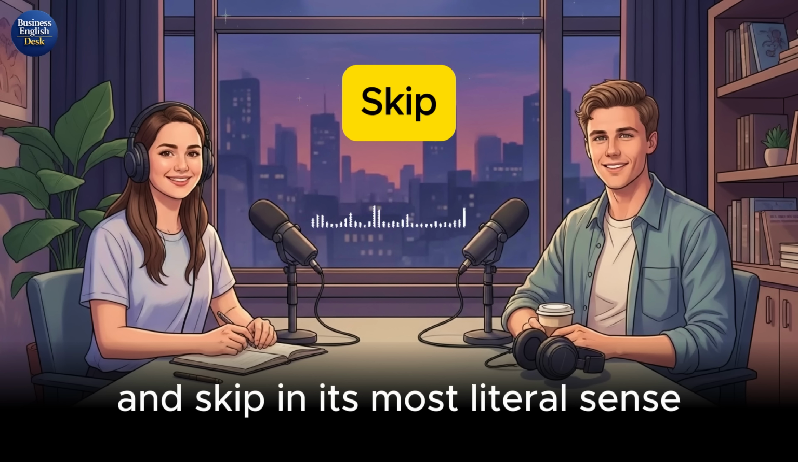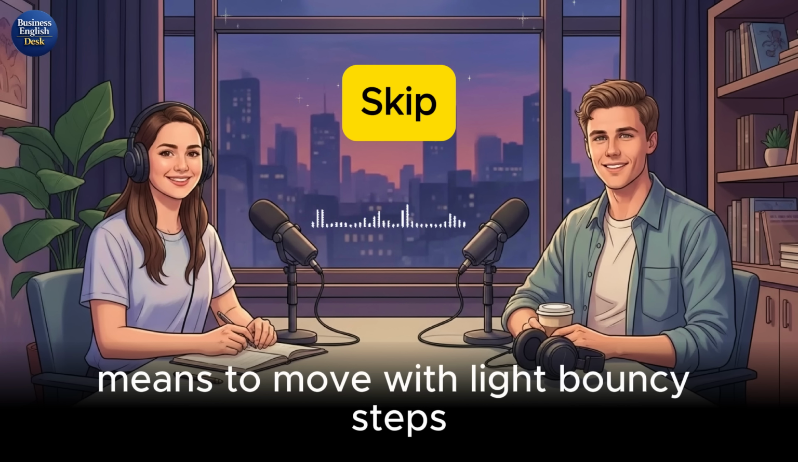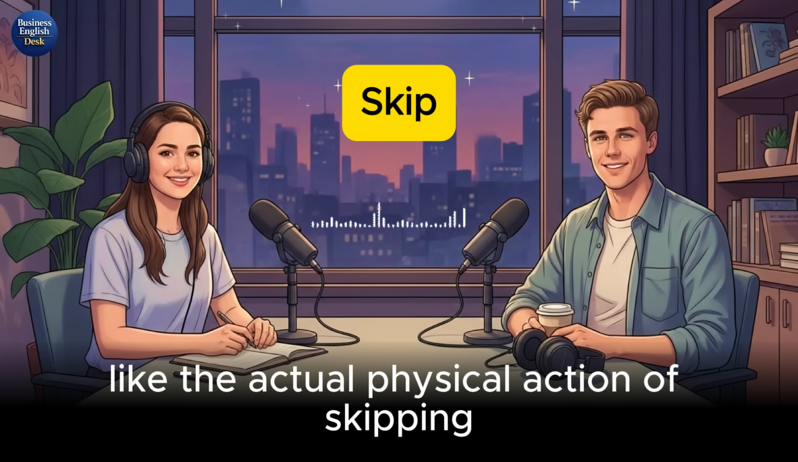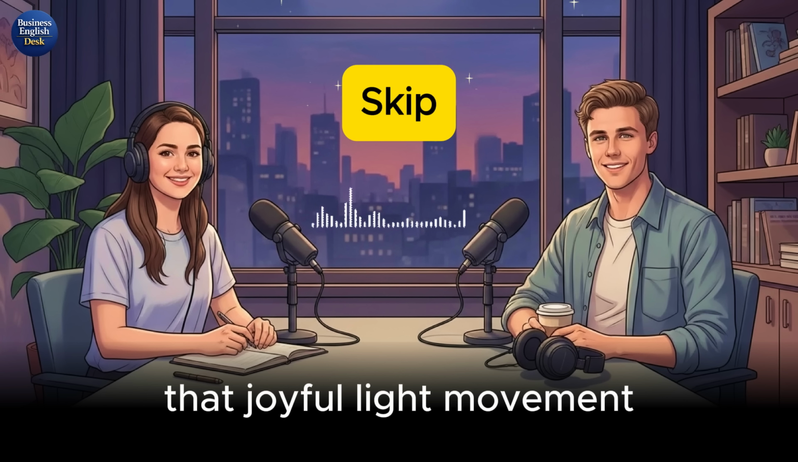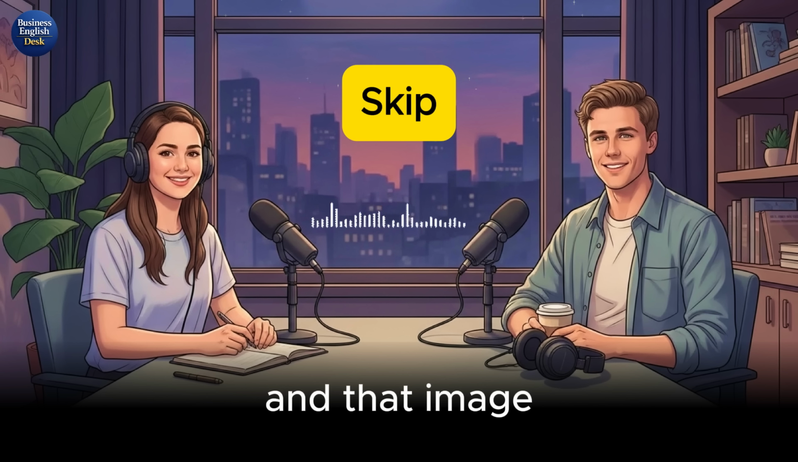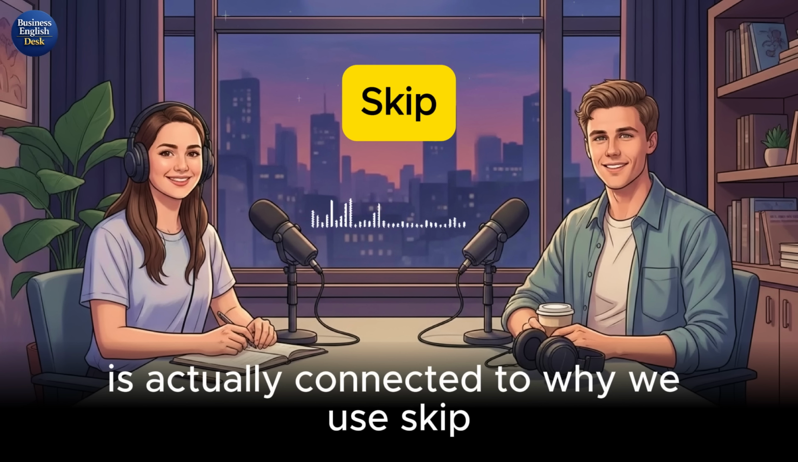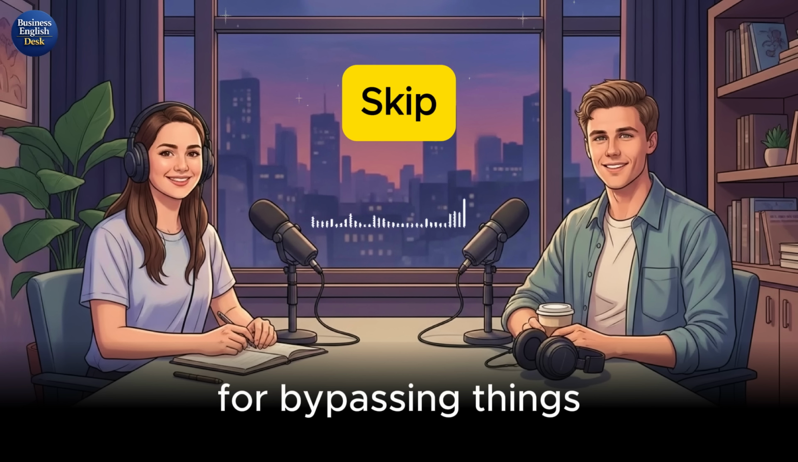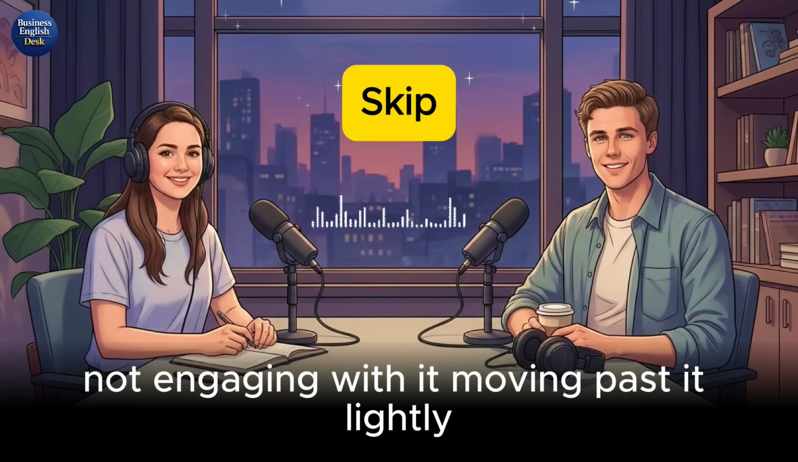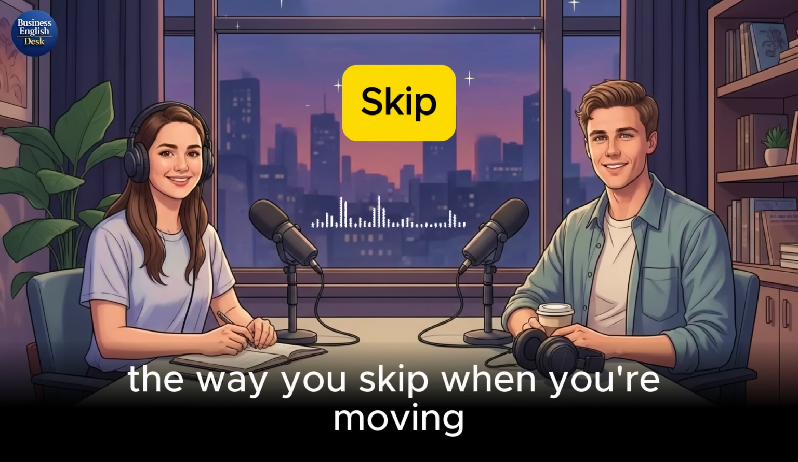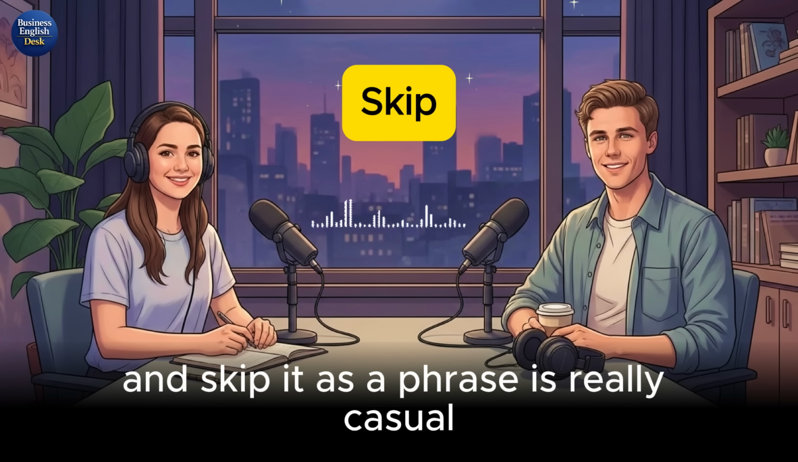And skip, in its most literal sense, means to move with light, bouncy steps, like the actual physical action of skipping, like a child skipping down the street, that joyful, light movement. And that image is actually connected to why we use skip for bypassing things. Like you're literally jumping over something, not engaging with it, moving past it lightly, the way you skip when you're moving. And skip it as a phrase is really casual.